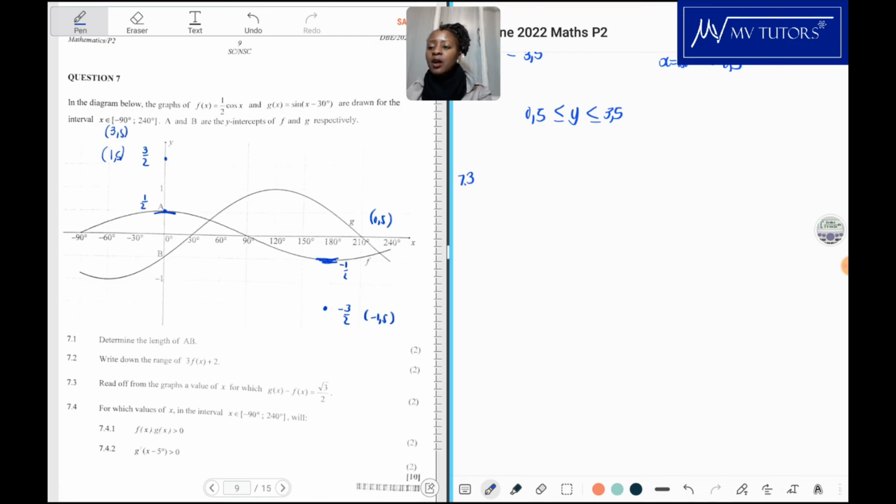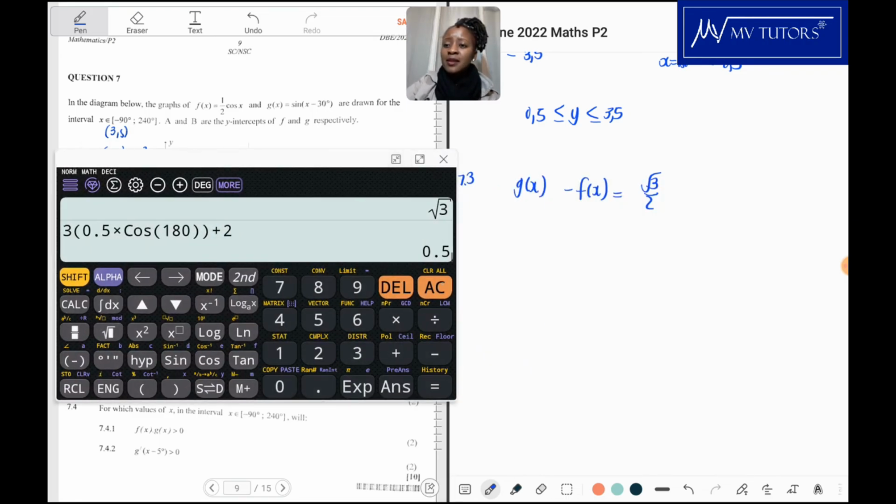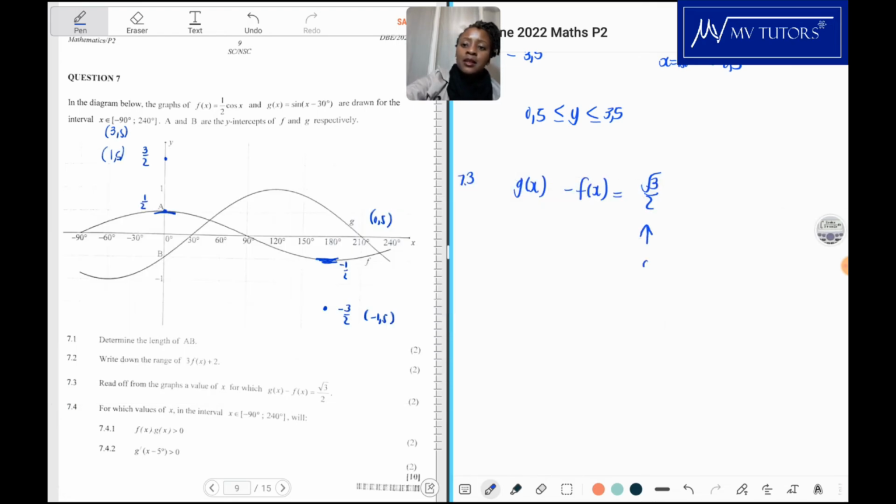Now it says read off from the graph a value of x for which g minus f is equal to root 3 over 2. So if I'm going to use the graph, I need to ask myself, what value is root 3 over 2 exactly? Because I don't know. So root 3 over 2 is actually 0.87.